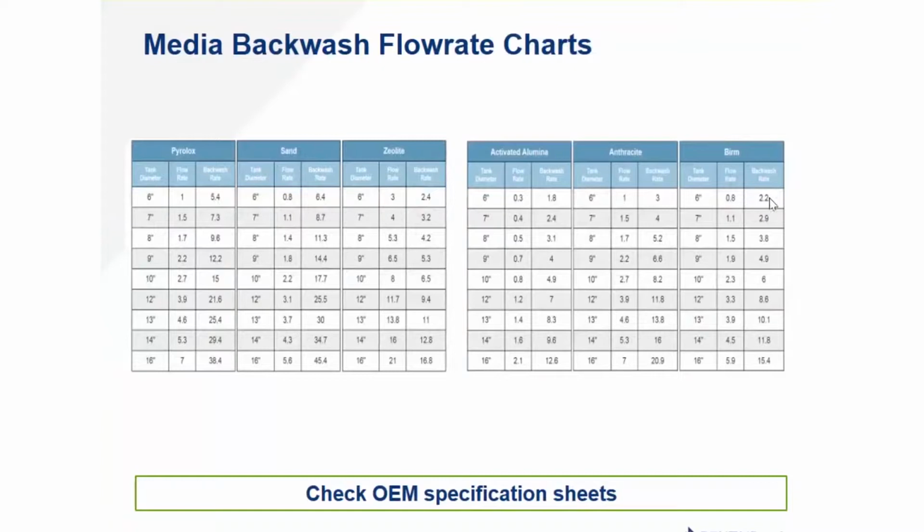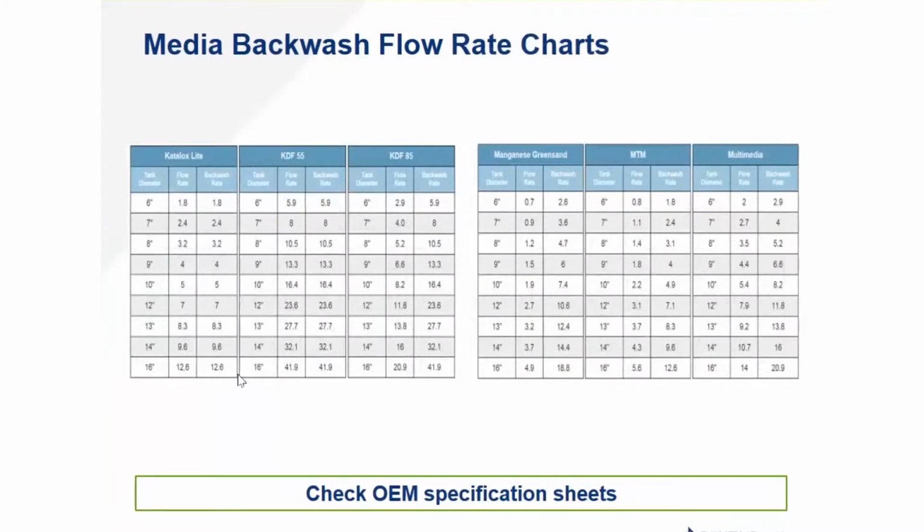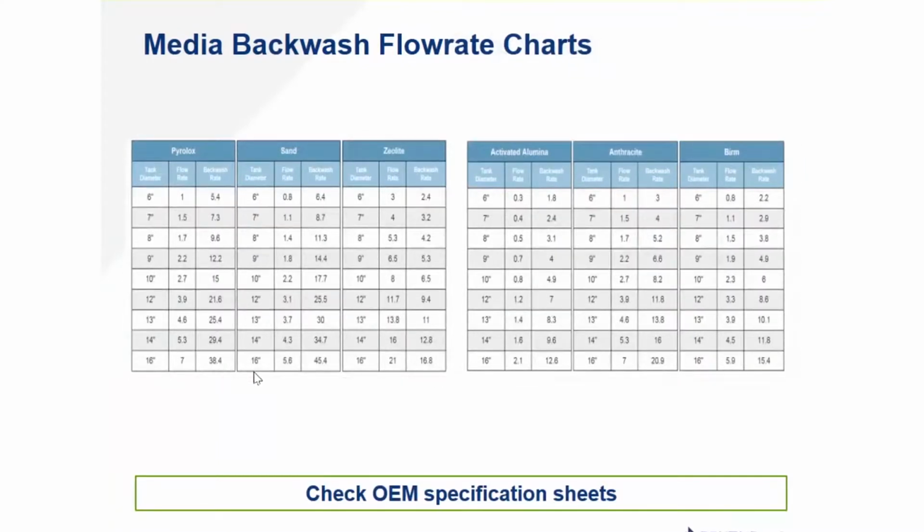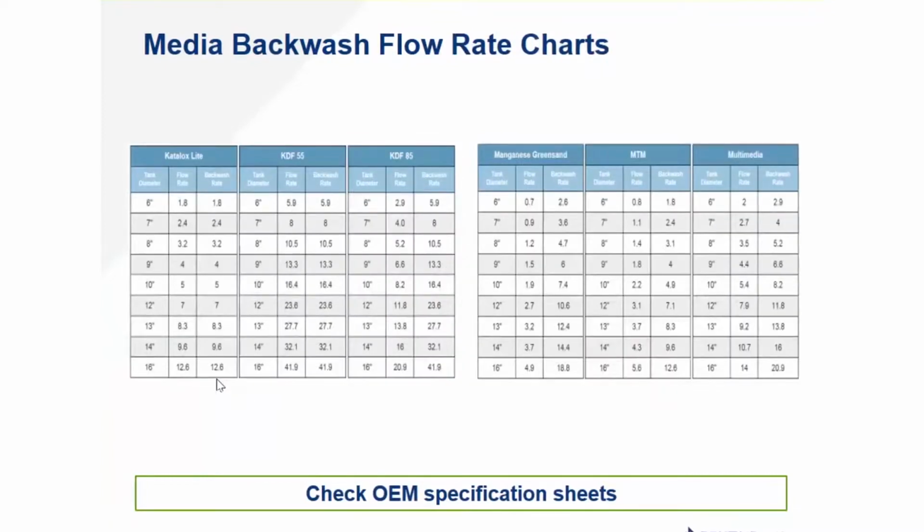But let's go up to a large 16-inch tank, 15.4 GPM versus 12.6. Now, if you've got a 10-minute backwash, this is going to be 154 gallons. This is going to be 126. So there's implications for water here. There are reasons to use both zeolite and Berm. And really that's going to get down into the nitty-gritty of the water chemistry at each location.